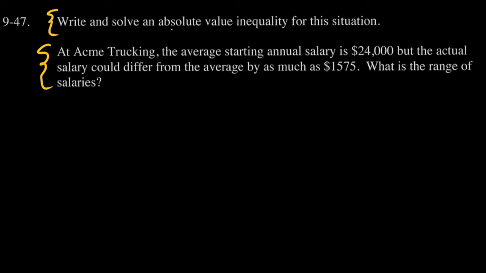At Acme Trucking, the average starting salary is $24,000, but the actual salary for a new employee could differ by as much as $1,575. What is the range of salaries? It's pretty straightforward, right? Taking $24,000 and adding 1,575, and $24,000 and subtracting 1,575, and that's the range. But we're focusing on our ability to write and solve an absolute value inequality.